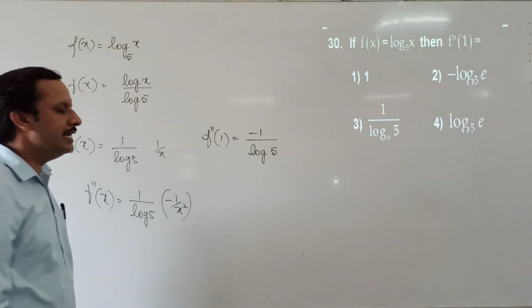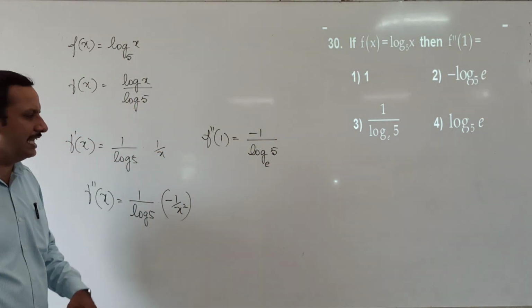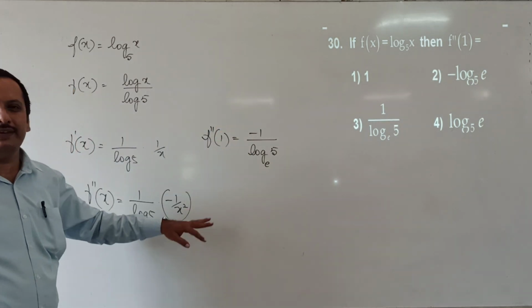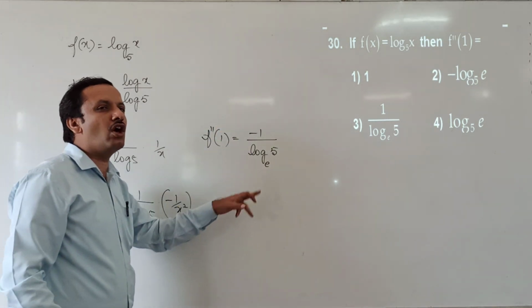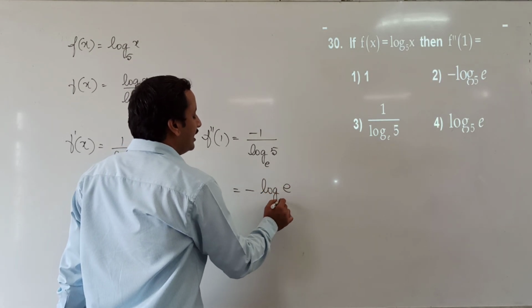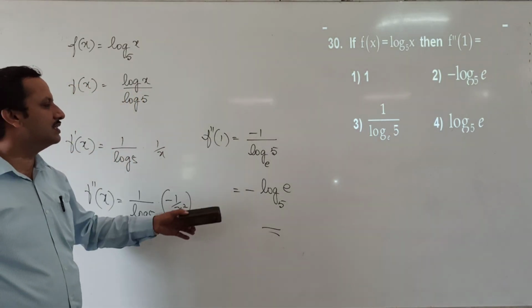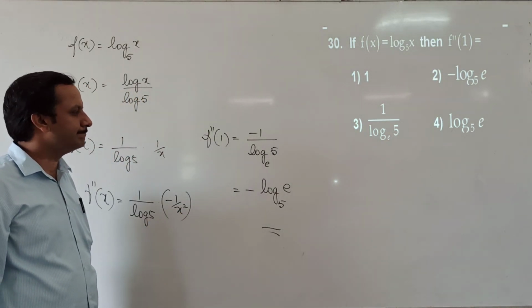This option is not there. Here the base, I have not mentioned that, you should understand that the base is e. I will take it to the numerator. When this goes to the numerator, it will become log e to the base 5. So the answer is minus log e to the base 5, which is the second option.